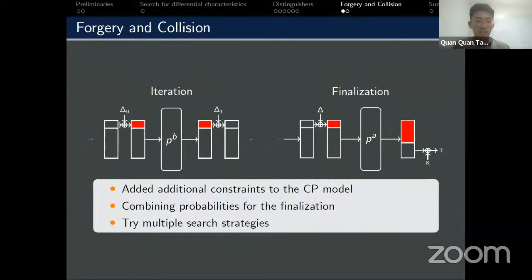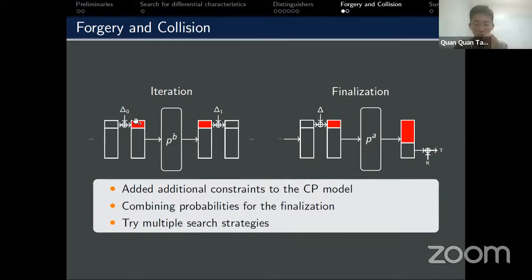And next up is the forgery and collision for the ASCON AE. So in these cases, we have to add additional constraints to our CP model. The reason is because we need differential characteristics that fulfill certain constraints. For example, in the forgery, in the case of ASCON 128, we can only interact with the first 64 bits of the state.